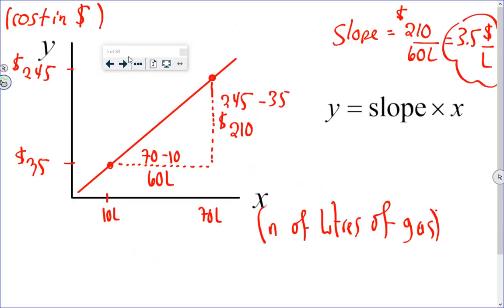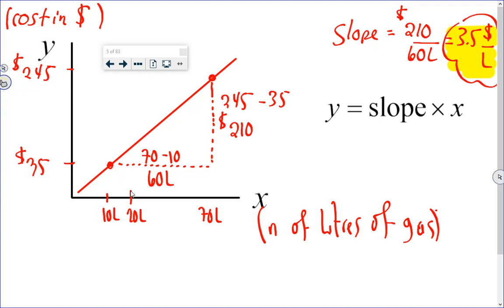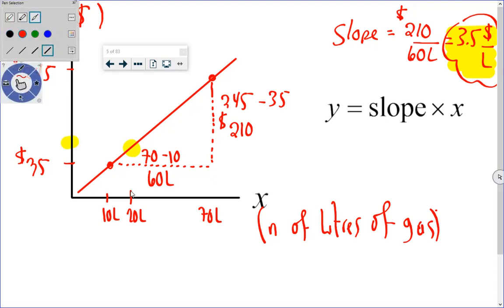But I want you to notice something, and we can check this out now. I'm going to put 20 liters on here, and I want you to grab your calculator. And knowing now that it's $3.50 per liter, knowing that the cost of gas, which is the slope of the line, is $3.50 per liter, I would like you to calculate the cost for 20 liters. 70. Really simple math problem. That means that it's $70.